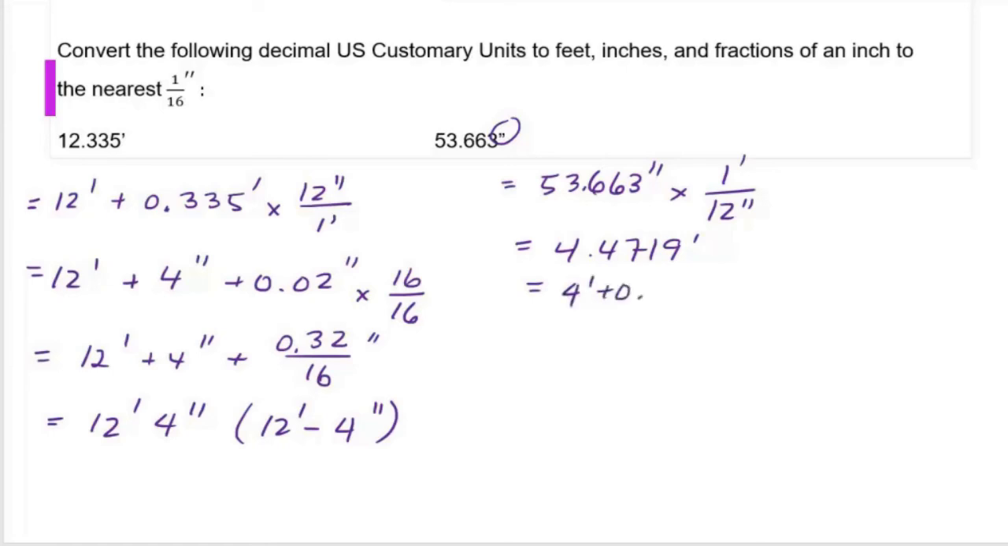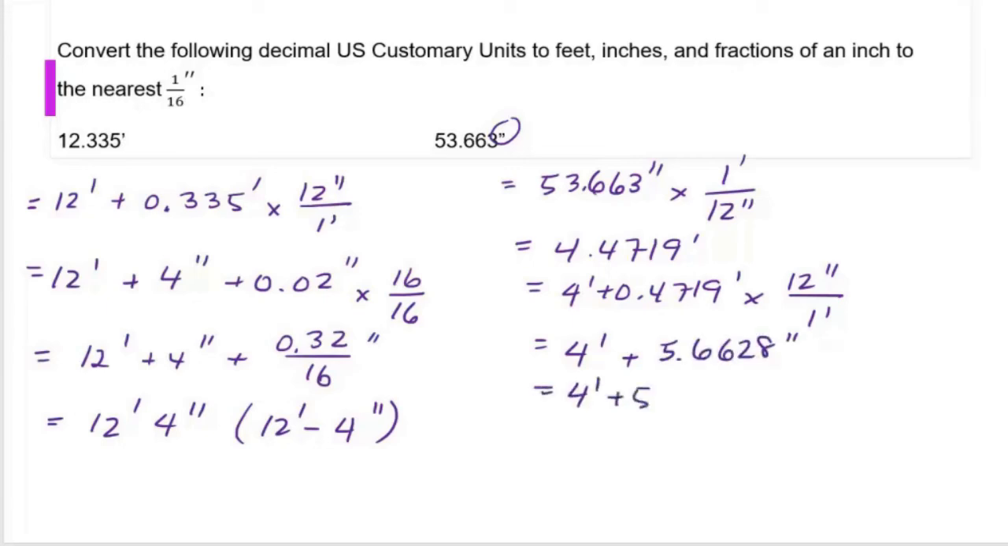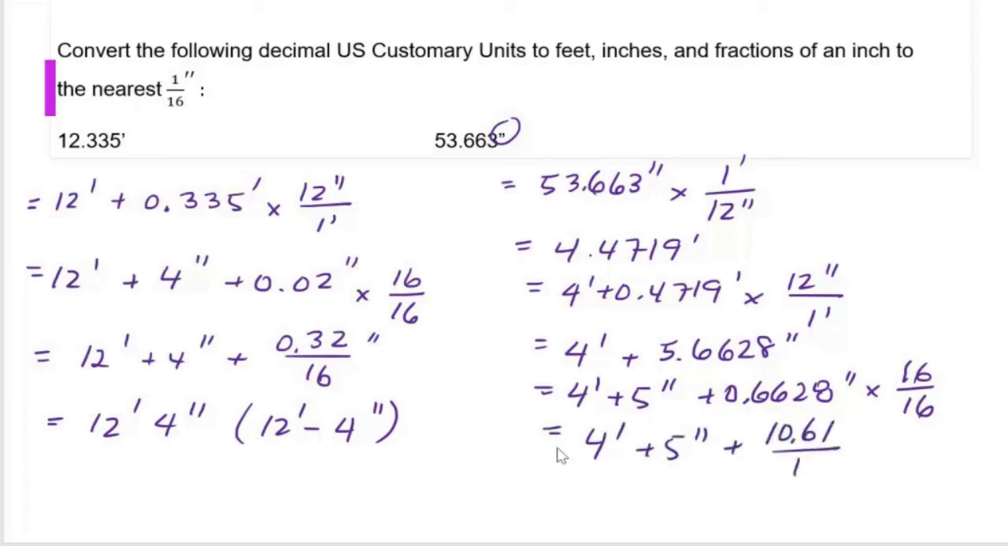Now that we're in feet, let's follow the same path we have before. We have 4 whole feet plus 0.4719 parts of a foot, and it's the parts of a foot that will convert to inches by multiplying by 12 inches over 1 foot. That gives us 4 whole feet plus 5.6628. In other words, we have 4 whole feet, 5 whole inches, and 0.6628 parts of an inch, which we'll multiply by 16 over 16. That gives us 4 feet plus 5 inches plus 10.61 over 16 inches. Once again, rounding the numerator to the nearest whole number, we get 4 feet and 5 and 11/16 of an inch.